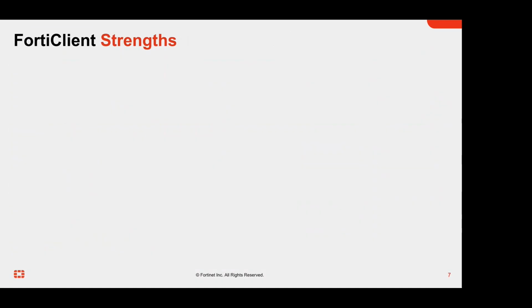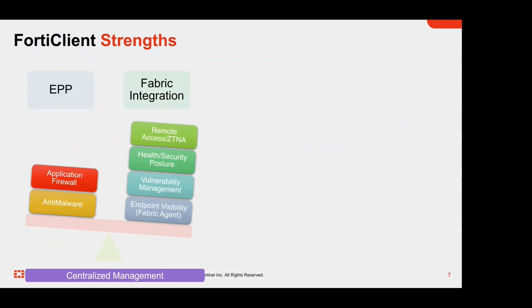And then if you go to the strengths, you see here, it's clearly the fabric integration at the end of the day. Of course, our EPP solution is good. It's as good as the rest on the market, like the behavior-based detection, like the AV detection and all this kind of stuff. But the strength we have is clearly the integration into the fabric, and especially for the remote access, not only for the VPN, also for the ZTNA part.